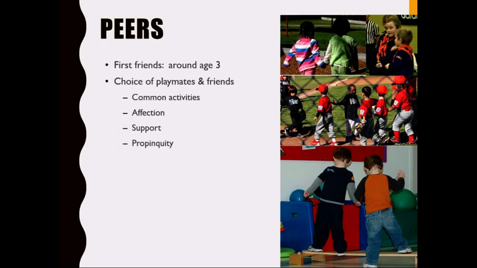Most commonly, propinquity is what drives friendships during the 2 to 6 year old period. Propinquity is another way of saying proximity, or basically being close to each other so that you have access to each other, so that you have that opportunity to develop a friendship. You really don't have the opportunity to develop affection and support if you don't have propinquity. So that's probably the driving force.